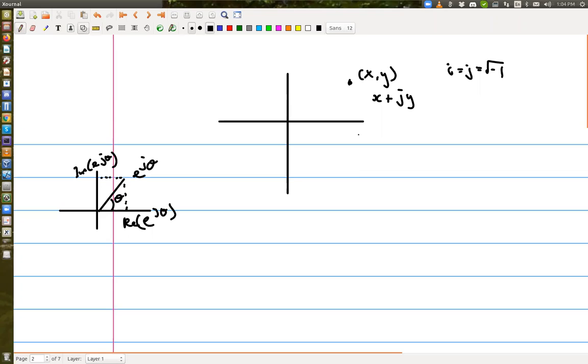So it's an imaginary number. On the x-axis, y is equal to zero, so the x-axis is basically all the real numbers. All the real numbers lie on the x-axis, and on the y-axis lie all the pure imaginary numbers, basically all those jy things, or jw, where w is a real number.